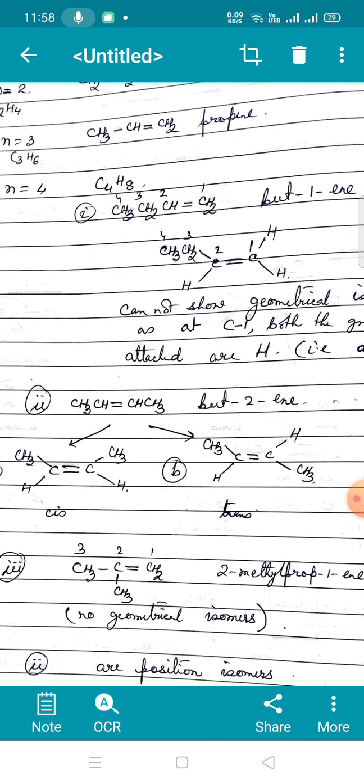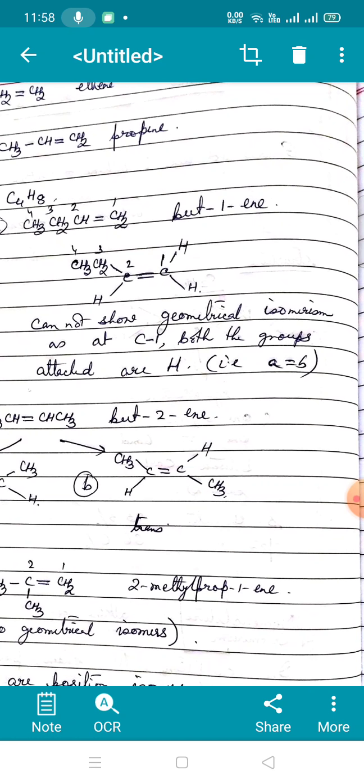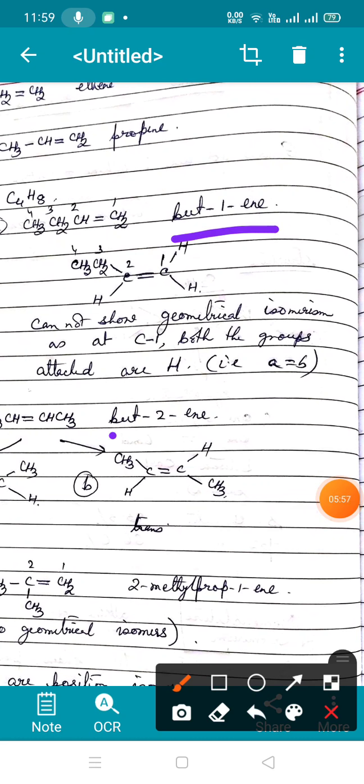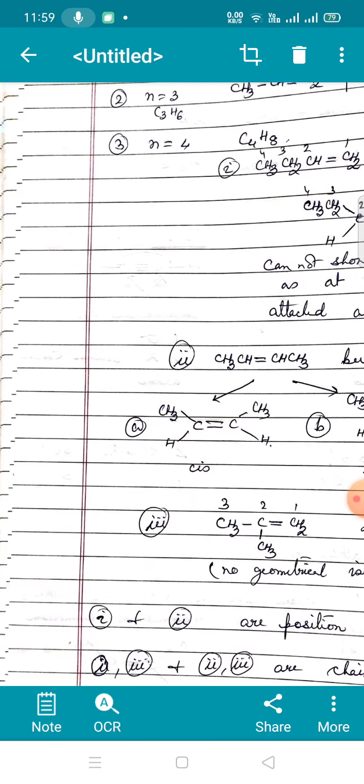So you can see carbon 1 and carbon 2. In what way do their names differ? The first structure is but-1-ene, the second structure is but-2-ene. So the difference is position. So they are position isomers.